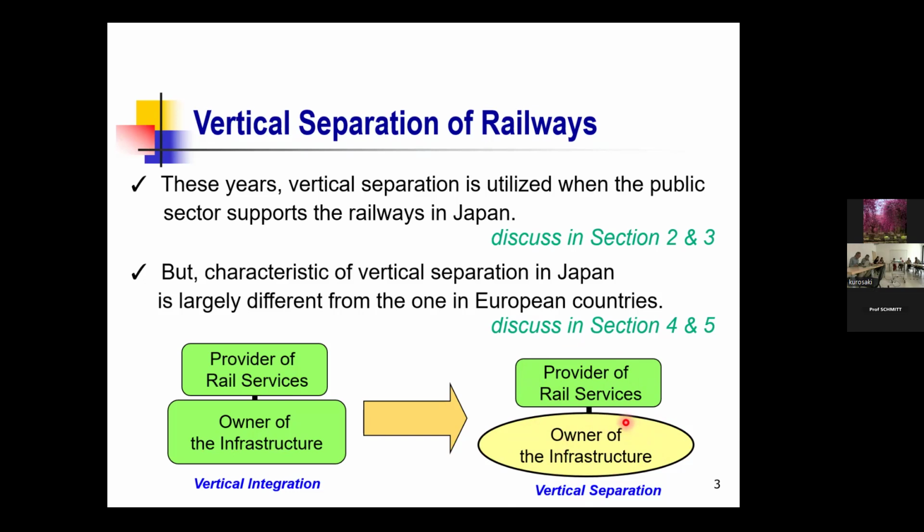These years, vertical separation is utilized when the public sector supports the railways in Japan, and this is discussed in sections 2 and 3. However, the characteristics of vertical separation in Japan are largely different from vertical separation in European countries, and this is discussed in section 4 and section 5.